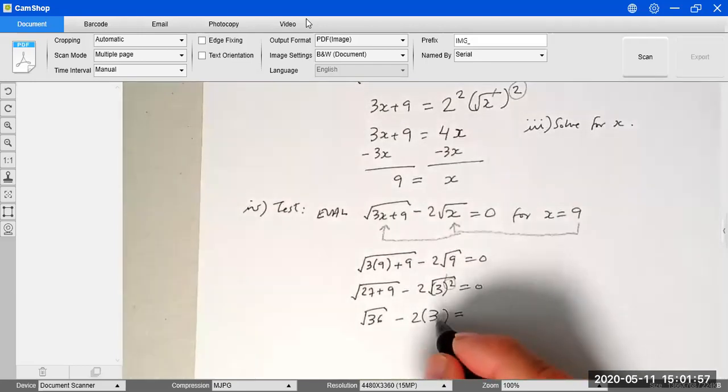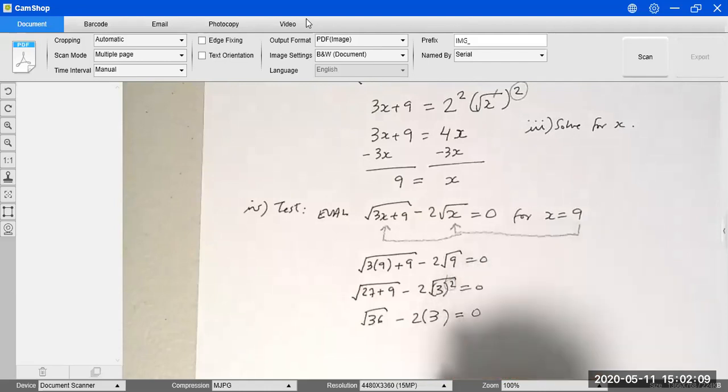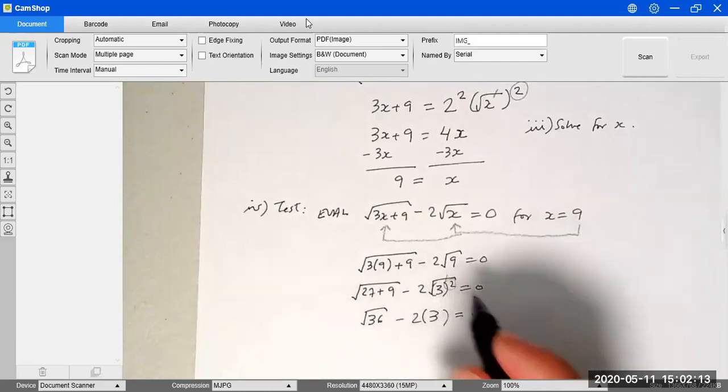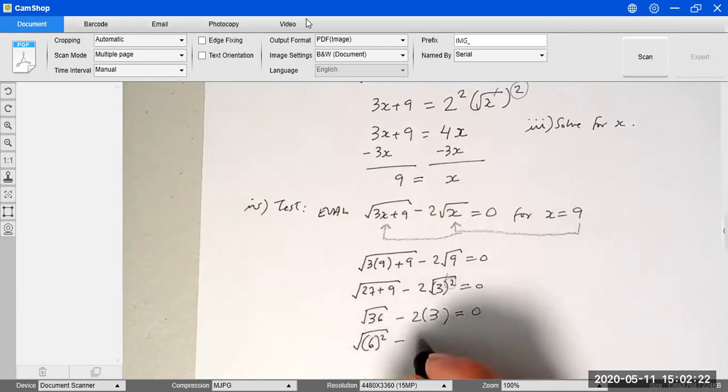So the radical is no longer a radical. Be careful. I say radical because here it was a radical. Later it's not a radical anymore because we remove the radical sign at the same time that we remove the exponent. So now 36 can be written as a perfect square. It is 6 squared minus 2 times 3, which is going to be 6.